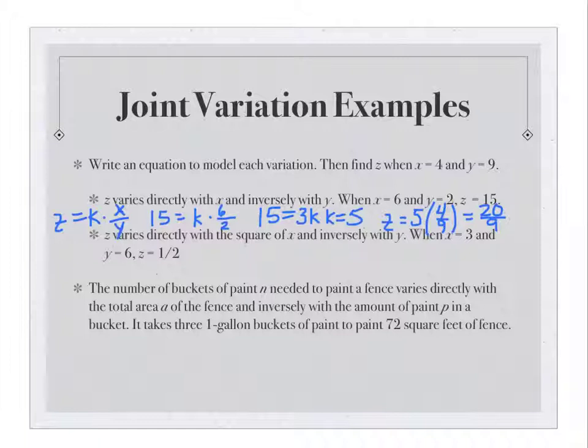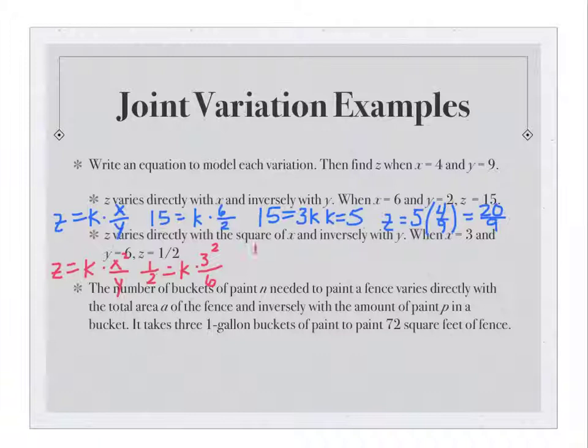All right, next one. Z varies directly with the square of x and inversely with y. So x squared on the top over y. So let's plug in the values again. So I have 1/2 equals k times 3 squared over y, which is 6 actually. So 3 squared over, the square of x, inversely with y, which is a 6.